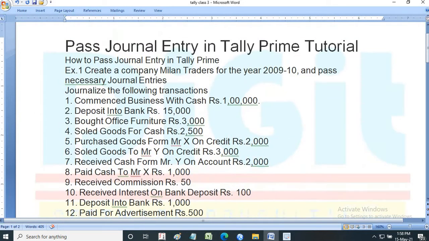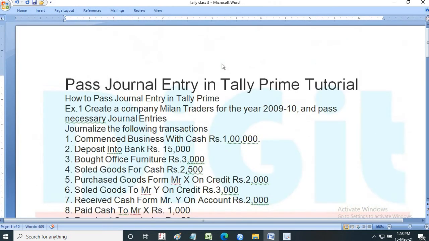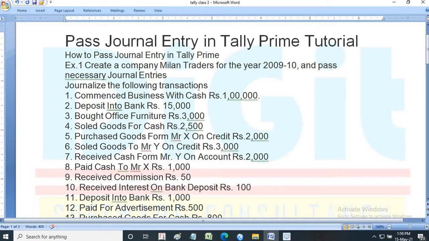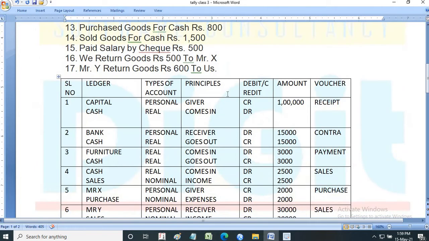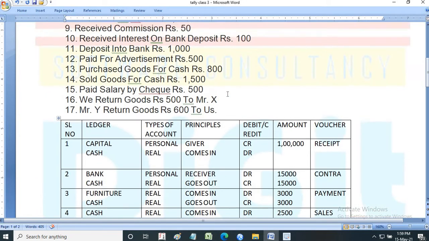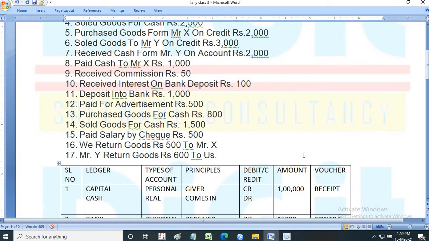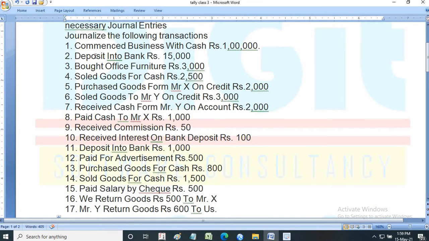I will give you in document format also. I'm going to show you this question and answer, but you have to understand, that's why I'm going to give you the explanation. Okay, so this is one exercise. We have to journalize the following transactions. We have a total of 17 transactions here, and I will explain how to find out their ledgers and how to find their debit credit. Okay, so you see, first transaction, this one, commence business with cash rupees 1 lakh, right?